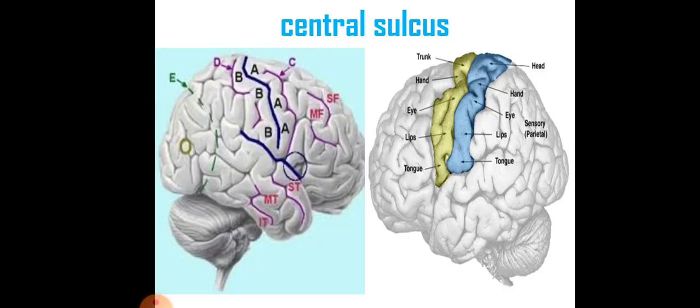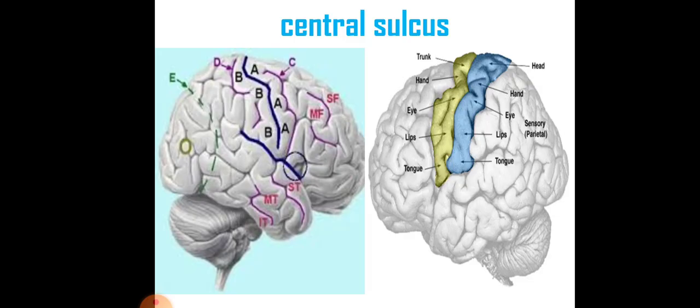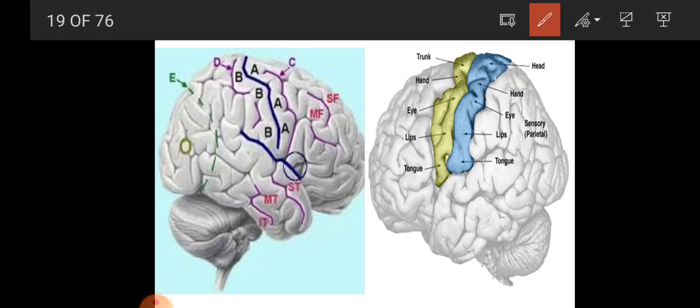Here again we can see the pre and the post central sulcus and the central sulcus, and the area in front of the central sulcus is motor in function. This is motor, and the area behind the central sulcus, this is sensory in function.